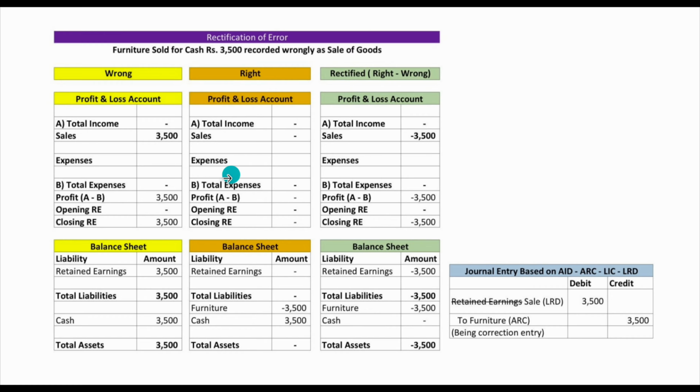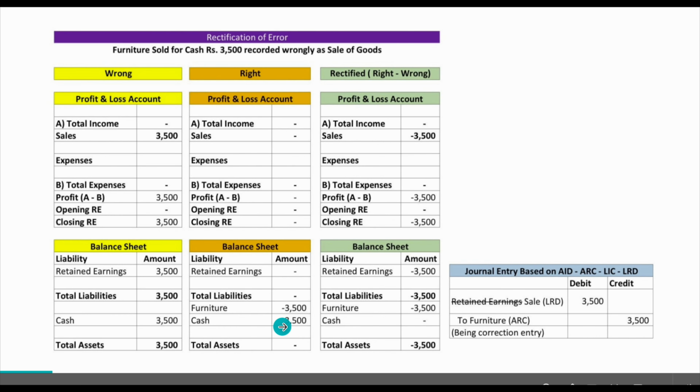So sales is 0, total expense is 0, profit A minus B is 0, retained earning is 0. So furniture sold for cash rupees 3500. So furniture balance reduces as it is sold. So furniture minus 3500. However, cash is increased due to sale of furniture. So cash 3500. So minus 3500 plus 3500 and total assets is 0. So total liability is 0, total assets is 0 and our balance sheet tallies.